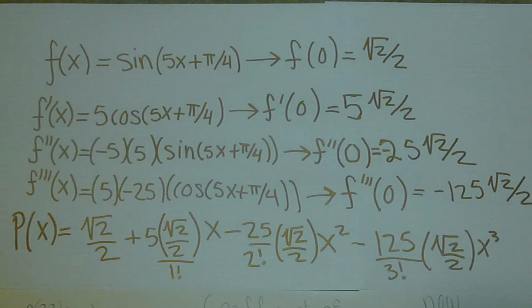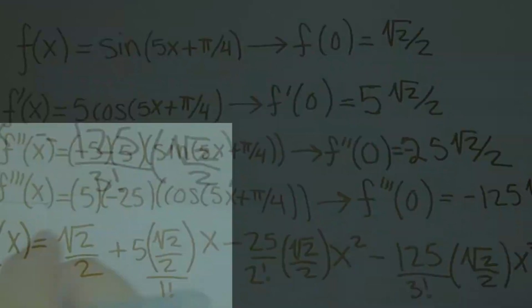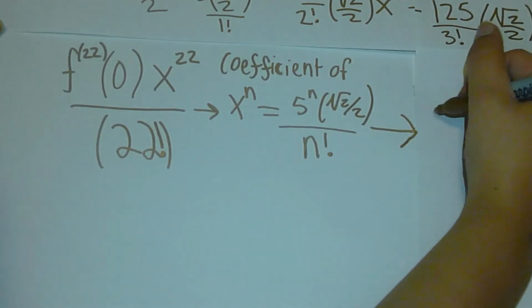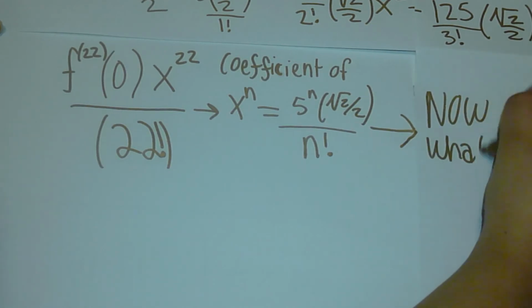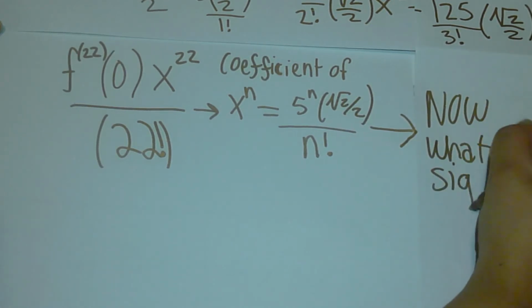So that's where we get the 5 to the n, the square root of 2 over 2, and the n factorial from. But now we have to ask ourselves what sign it will have, a positive or a negative.